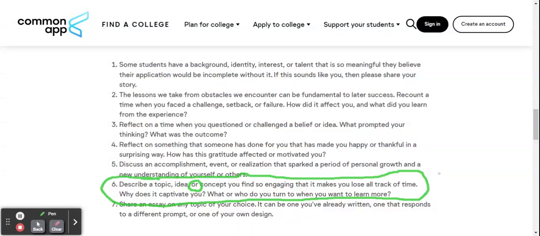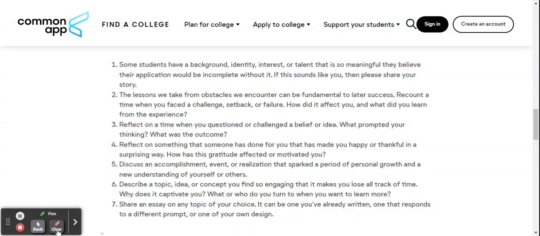This is a really good prompt if you happen to value curiosity. Why does it captivate you? And what or who do you turn to when you want to learn more? What have you learned about yourself through this topic, through this idea, through this concept? That's something that you want to be thinking about if you decide to choose prompt number 6.